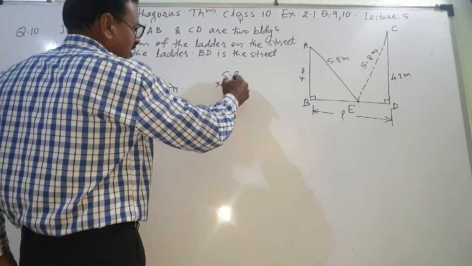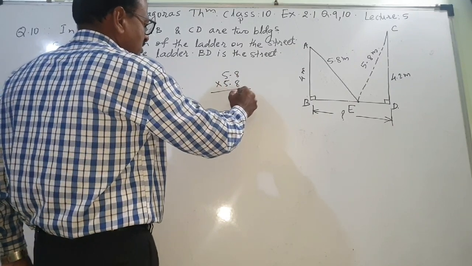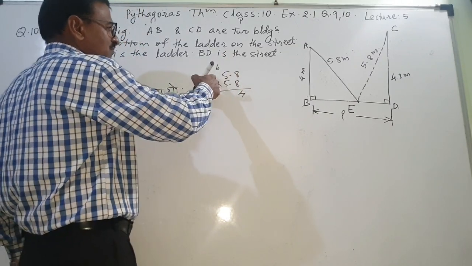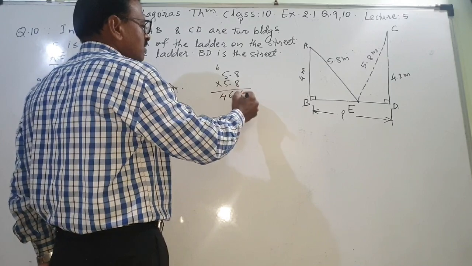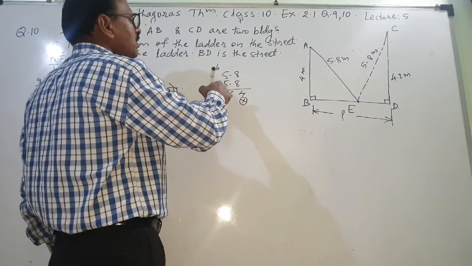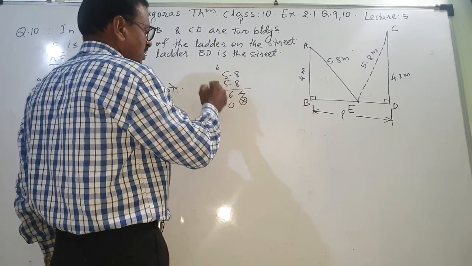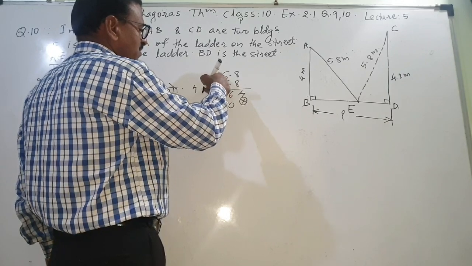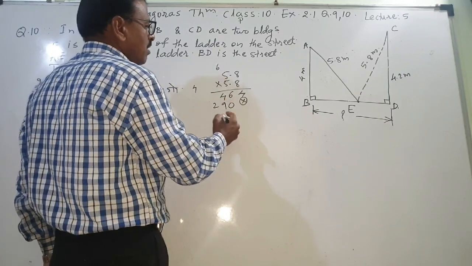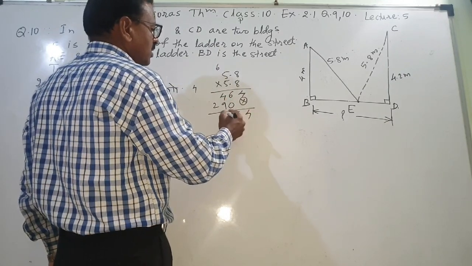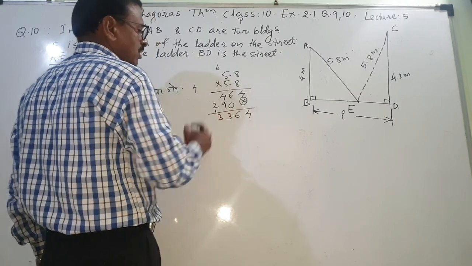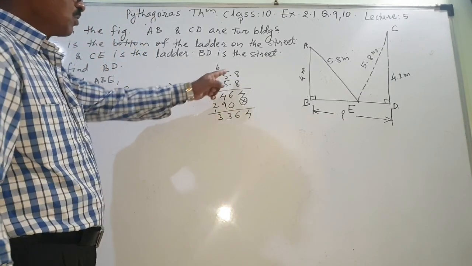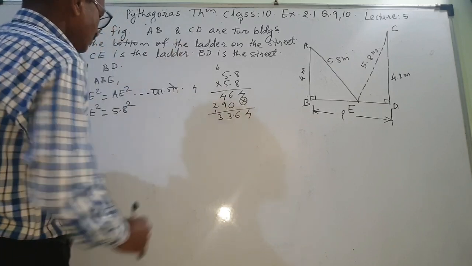5.8 into 5.8. 8 8s are 64, carry 6. 8 5s are 40, 46. Now 5 8s are 40, carry 4. 5 5s are 25 plus 4 is 29. 4, 6, 13, 3. 33.64. 2 decimals, 2 decimals.